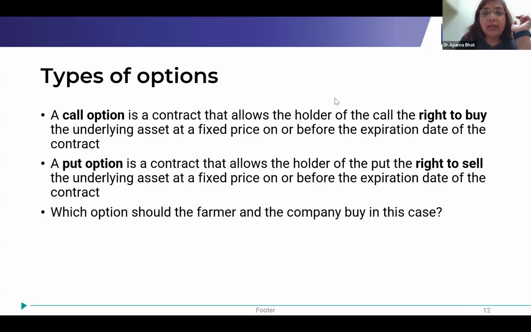And likewise, the company wants to be sure that it will be able to buy wheat at any time at 22 rupees. If the market price is say 25 or 26, the company wants to be sure that it will get its wheat at 22. But if the market price is lower, say 18 or 19, what will the company do? It will sacrifice the call option. It will let it go waste and it will buy the wheat at a lower price. So there is an inbuilt flexibility in the option contract.